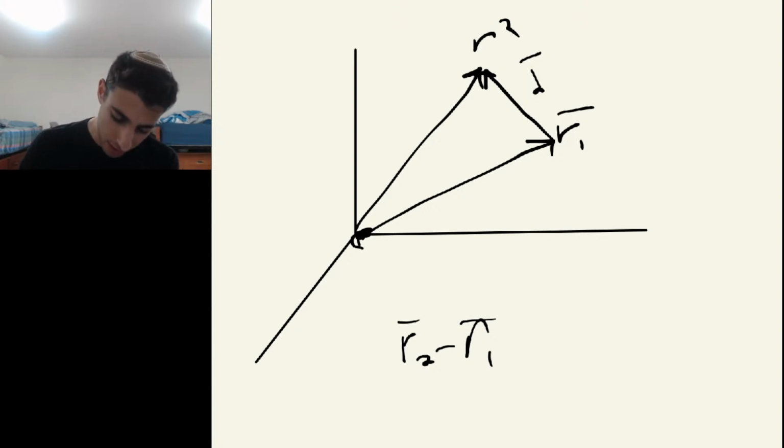Right? You could see this by doing the tail to tail. We have it tail to tail over here, and then we draw it between the two. And obviously, we've moved from R1 to R2. That's how you know the direction.